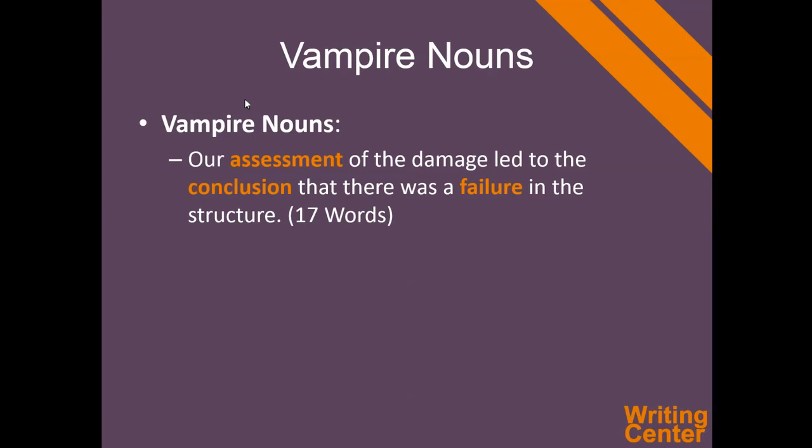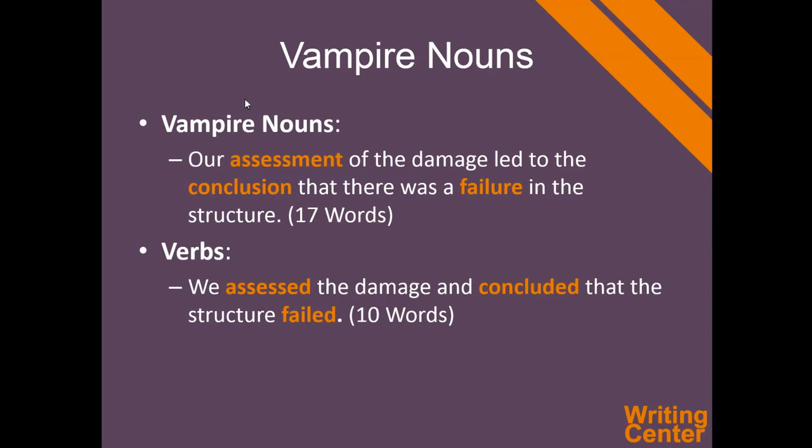So let's look at an example with vampire nouns, these nominalizations. Our assessment of the damage led to the conclusion that there was a failure in the structure. Lots of wimpy kind of verbs: was, lead is sort of on the fence, and lots of nouns, these vampire nouns, that can probably serve us really well if we put them into active verbs. So let's do that. And we come up with this: we assess the damage. This also takes care of some of the passive weirdness in the first sentence. We, clear actor, assessed, clear action, the damage, and concluded, again, clear action, that the structure failed. Again, clear action, clear verb, very strong, also about 7 words shorter.